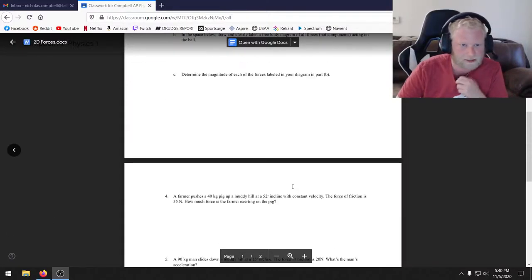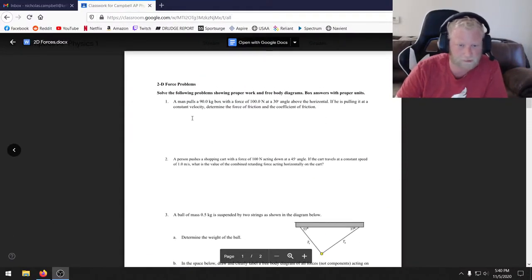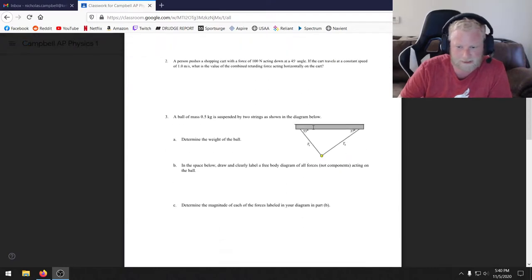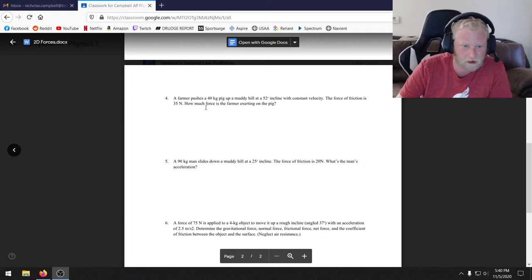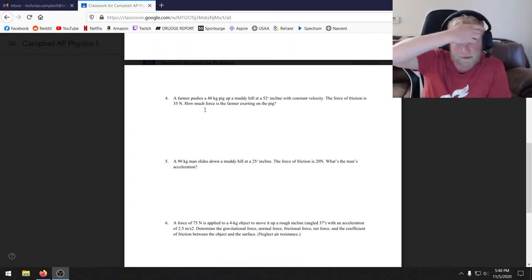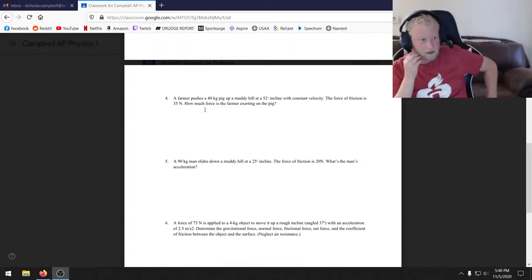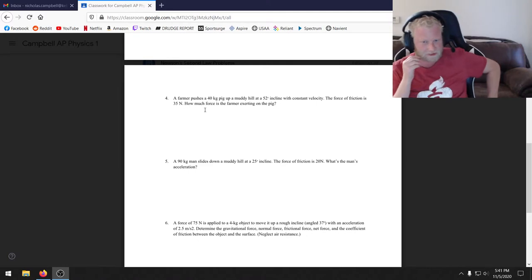So if you look at the 2D force problems that were posted up when we discussed equilibrium, these last three are all inclined plane problems. So let's look at number 4 together. In this case, we've got a farmer. He pushes a 40 kilogram pig up a muddy hill at a 52-degree incline with constant velocity. The force of friction is 35 newtons. How much force is the farmer exerting on the pig?